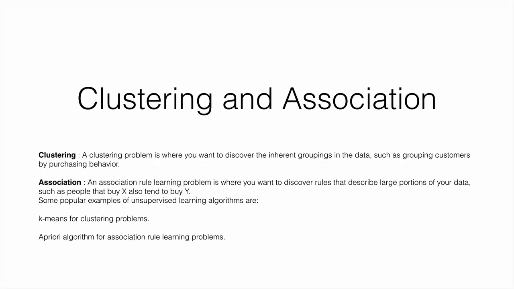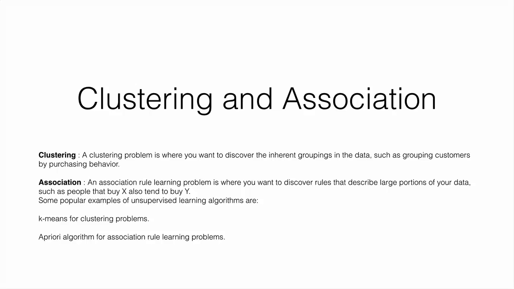So unsupervised learning problems can be further grouped into clustering and association problems. With clustering, it's a problem where you want to discover the inherent groupings of the data, such as grouping customers by purchasing behavior. And then we have association, which is a rule learning problem where you want to discover rules that describe large portions of your data, such as people that buy X also tend to buy Y.